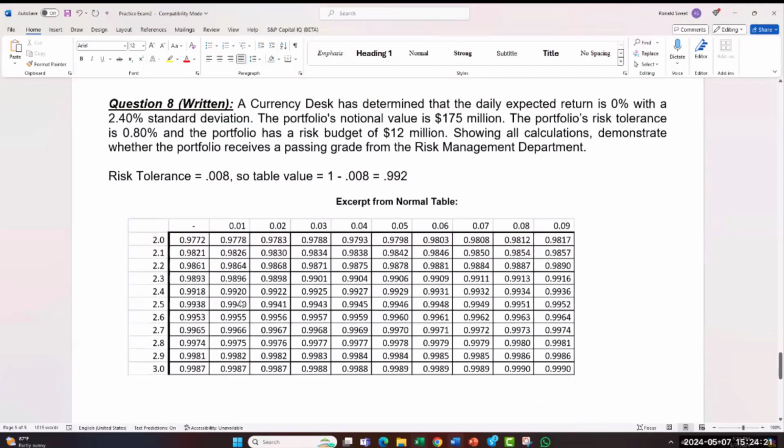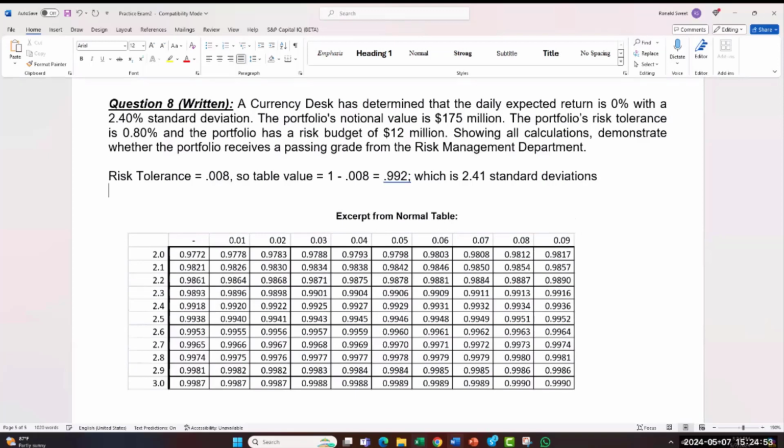And so we're going to try to find 0.992. There it is in the table right there. Y'all see that at 2.41. So make sure you remember how to do the table. You take your risk tolerance, subtract it from 1, because the table value is doing the right side, not the left side of the tail. The 8 is the left side. 0.992, that's 2.41 standard deviations.